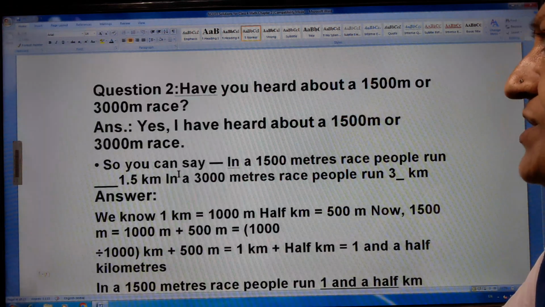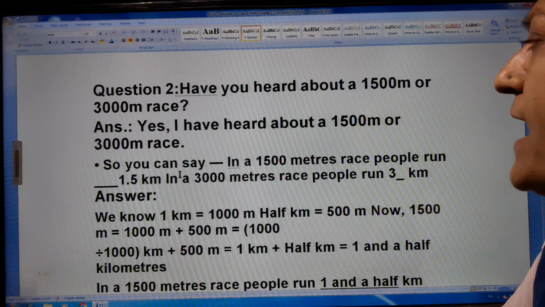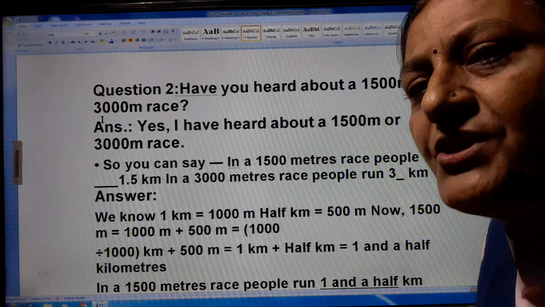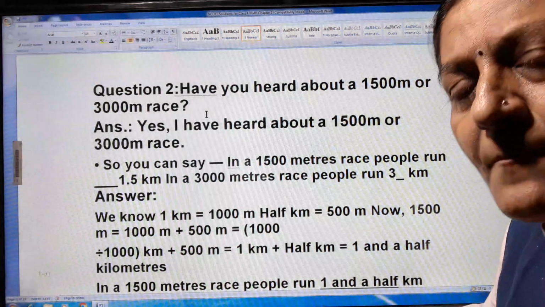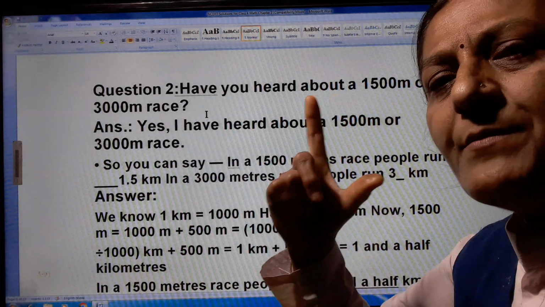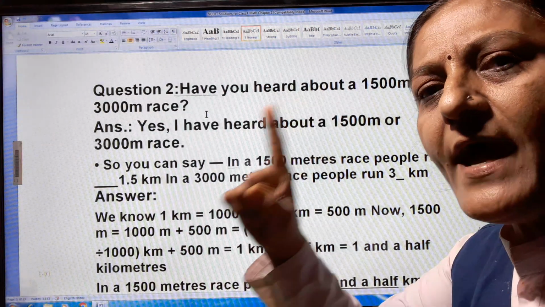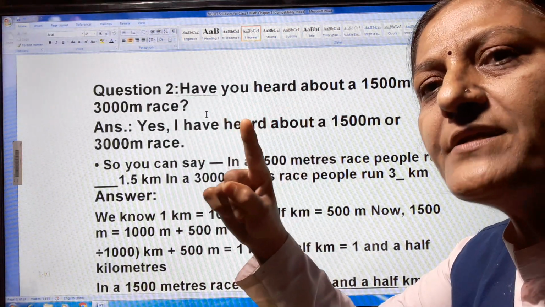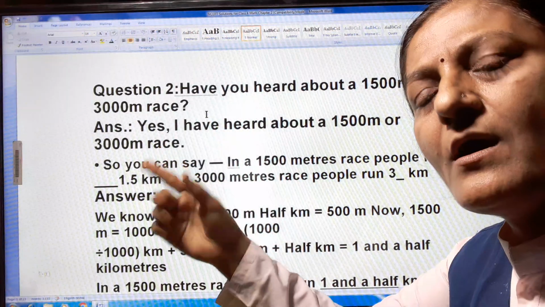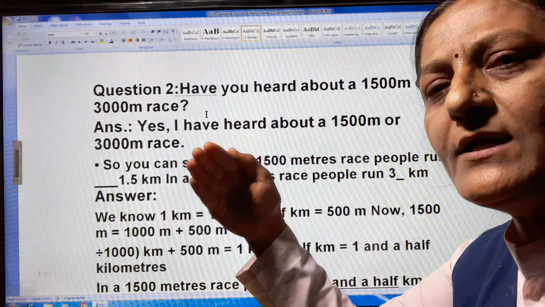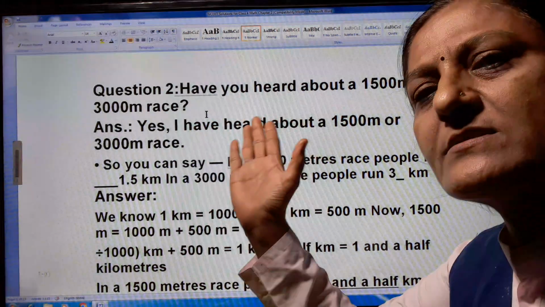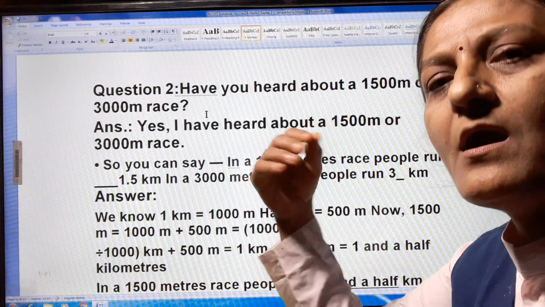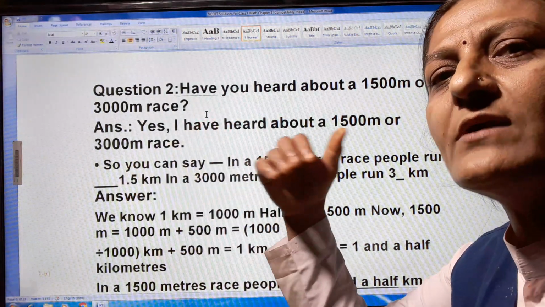Now, question number 2. Have you heard about 1500 meter or 3000 meter race? Now, remember students one thing, first of all you have to write that 1000 meter is equal to 1 kilometer. Otherwise you write 1 kilometer is equal to 1000 meter. Both are same.